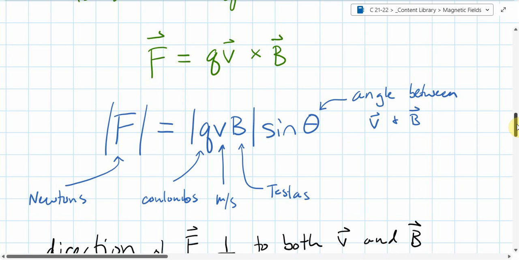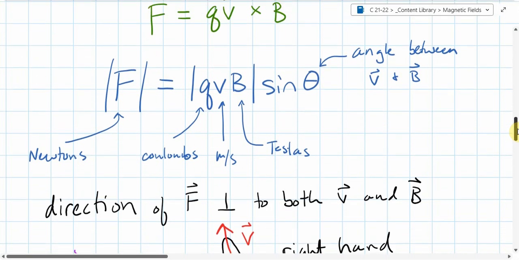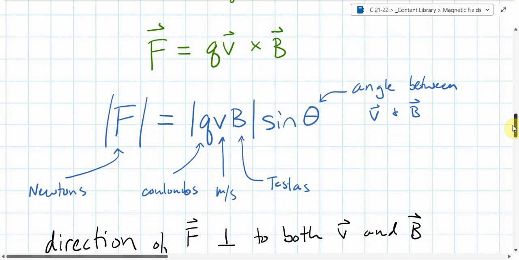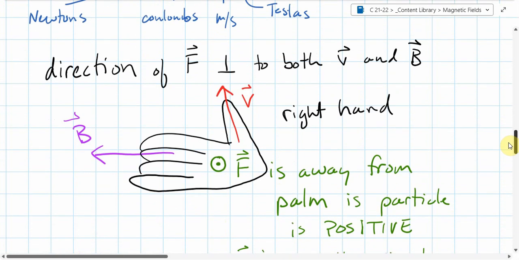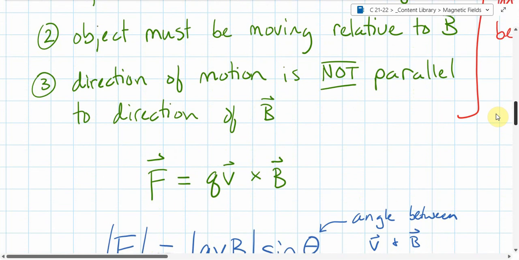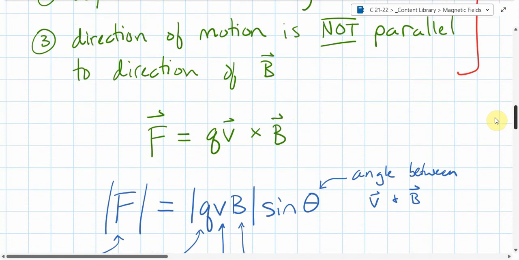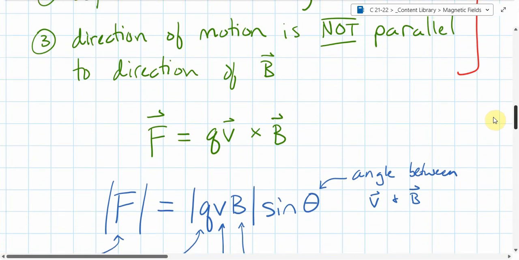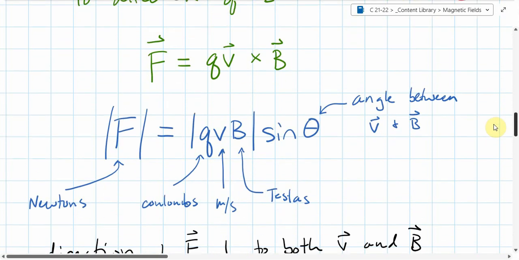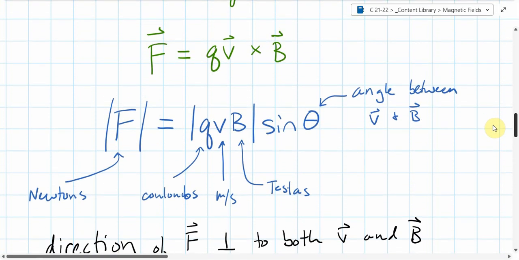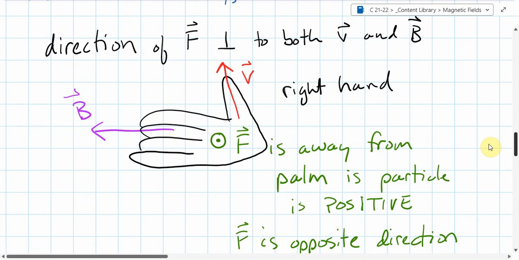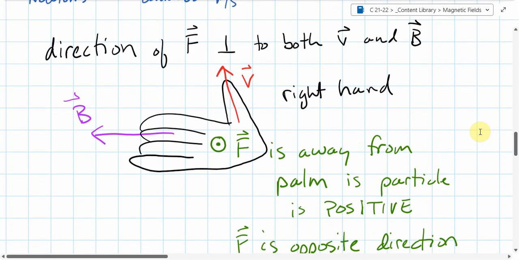Okay. So if you want to use that magnitude to find the direction of the force, you're going to use a right hand rule. Again, you can just do a cross product in vector notation, and the force will come out as a vector. It'll tell you exactly which direction the force is in. But if you're using this blue one and you're just finding the magnitude, then in addition to that, you have to find the direction separately using a right hand rule. So this is my attempt at a drawing of a right hand. Woof. Okay.